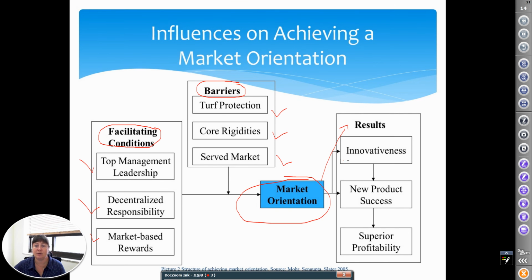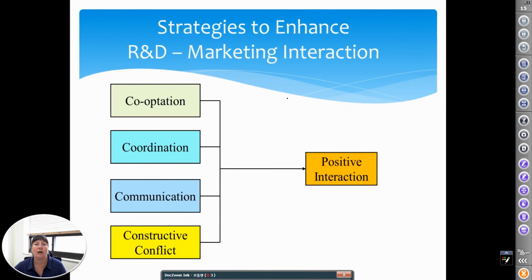You can see here innovativeness, innovative climate, innovative culture, the culture of innovativeness inside the company, and we know that innovativeness usually increases the creativity process in the company. We will get new product success and of course we will find profitability or other benefits for our company. What kind of strategies to enhance research and development marketing integration can we find?